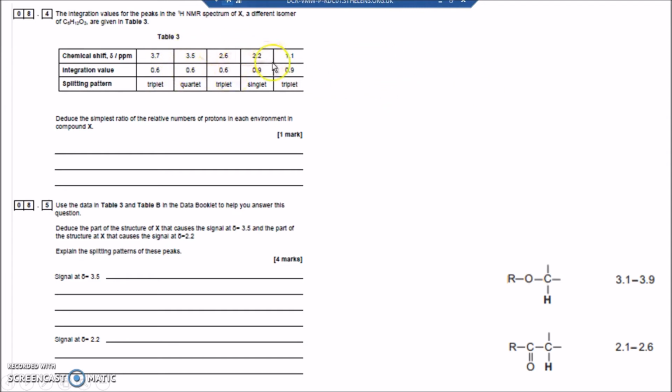So I've got 5 different peaks. So let's have a look now. How can I sort out this integration value? I've got 0.6, 0.6, 0.6, 0.9 and 0.9.